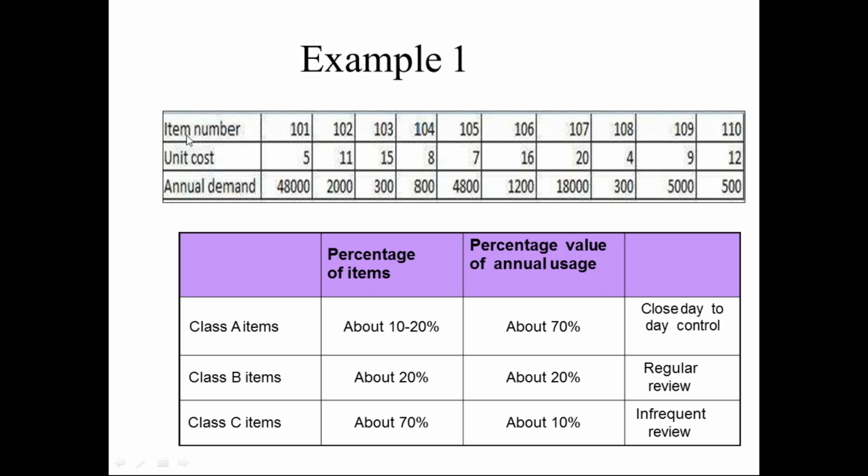In the first row, we are seeing the item number. There are nearly 10 items, that is 101, 102, 103, 104, 105, 106, 107, and like this up to 110. Similarly, the second row shows the unit cost of each item: 5 per unit, 11, 15, 8, 7, 16, 24, 9, and 12. These are the unit costs of each item. And the annual demand: 48,000 is the demand for this item. Similarly, 2,000 is the demand for this item, 300 is the demand here. Likewise, these are the various demands for each item.